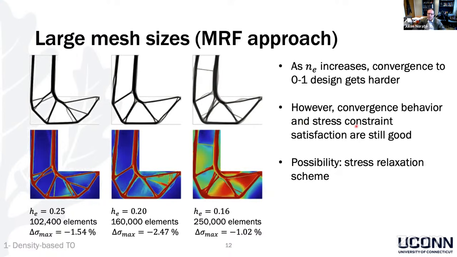And so that makes us think that the problem is actually not the aggregation constraint, but the relaxation scheme, because we're seeing the aggregation constraint do a good job in terms of satisfying the stress constraint and exhibiting good convergence. So this is something we'd like to look into in the future, because we have several clues that it might be more related to the relaxation scheme. When you look at the densities, if the density is close to zero, you would expect the relaxed stress to also be close to zero, but that's not the case.